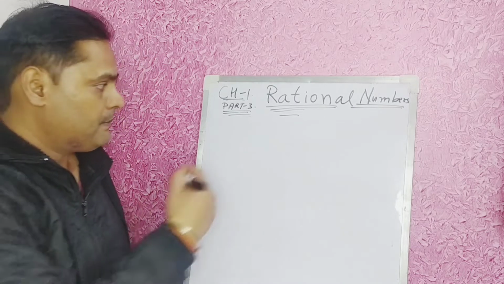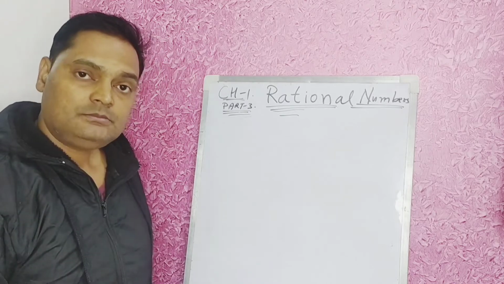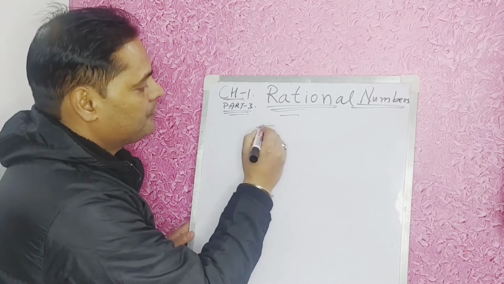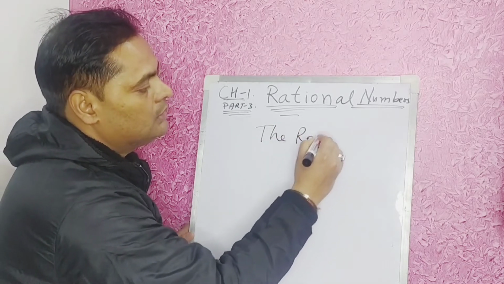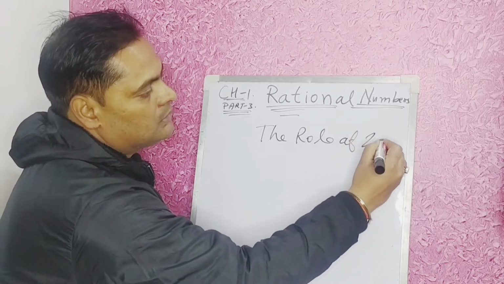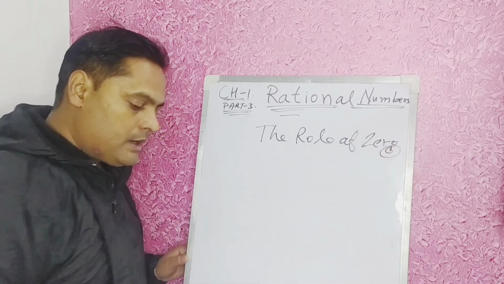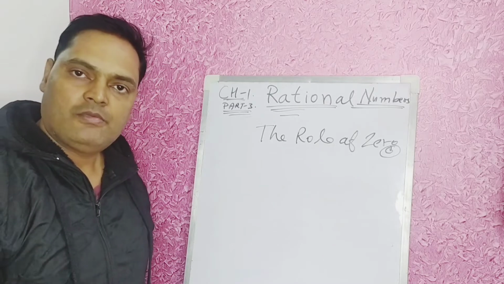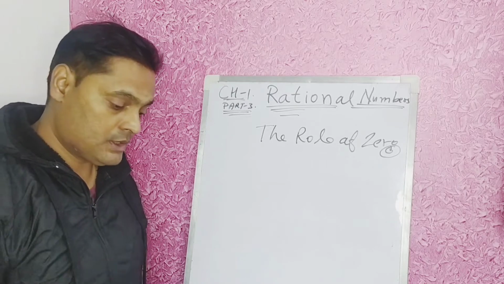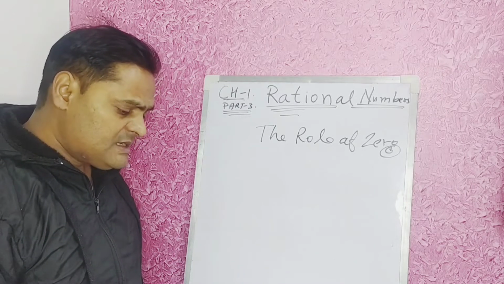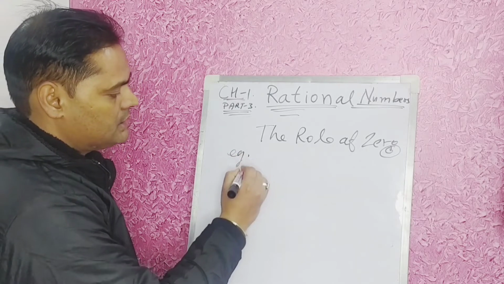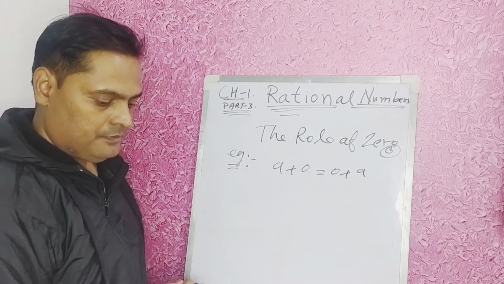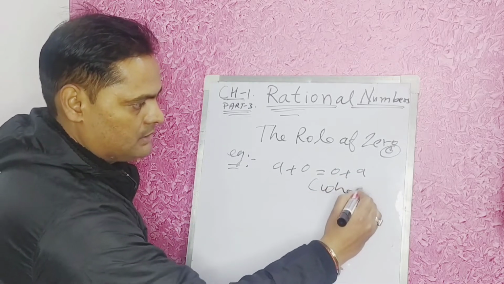So, apart from these properties, we have certain interesting things like the role of 0. Okay. So, what is the impact? What is the role of 0 in different scenarios, like whole numbers, integers, and rational numbers? So, let's see with an example. I have a plus 0 equals 0 plus a. This comes under the whole number scenario.